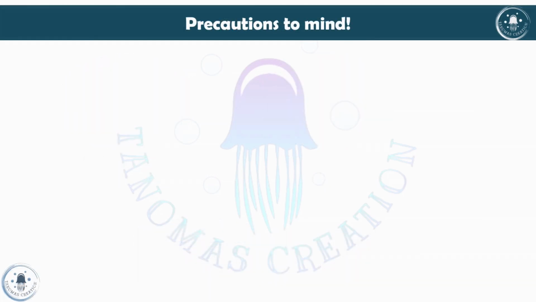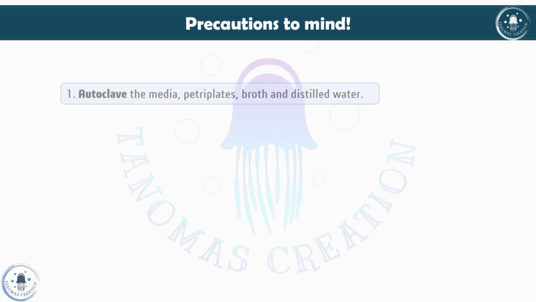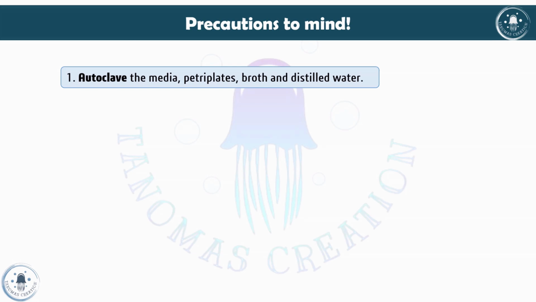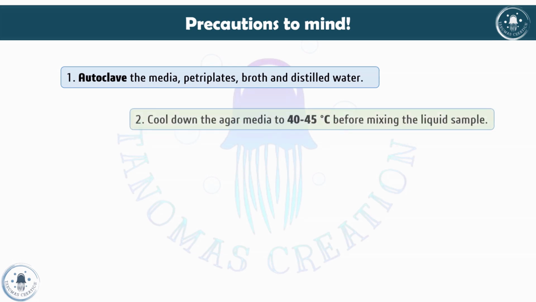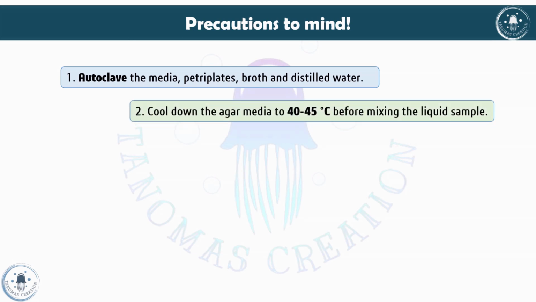Now here are some of the precautions that we need to keep in mind. The first one is you need to autoclave the media, Petri plates, broth and distilled water, everything in the autoclave beforehand. Cool down the agar media to 40 to 45 degrees Celsius before mixing the liquid sample. Okay, don't mix your liquid sample at 60 degrees or 70 degrees, or right after bringing it out from the autoclave. You don't mix your sample with it, because the microorganisms that are present in the sample might get destroyed or damaged or hampered. Okay, so you need to cool it down.